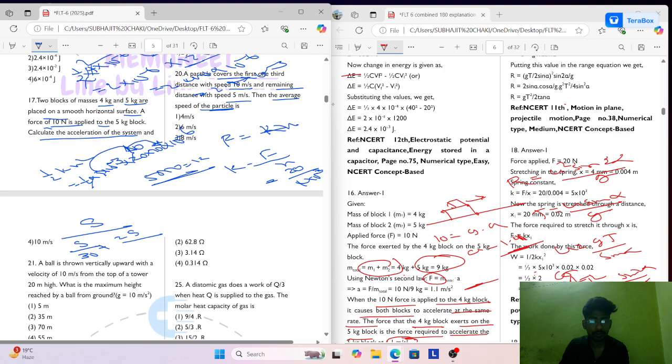A ball is thrown vertically upward with a vertical velocity of 10 meter per second from the top of a tower 20 meter in height. What is the maximum height? The tower is placed, it is 20 meter. Ball is thrown at 10 meter per second. What is the maximum height reached by the ball?